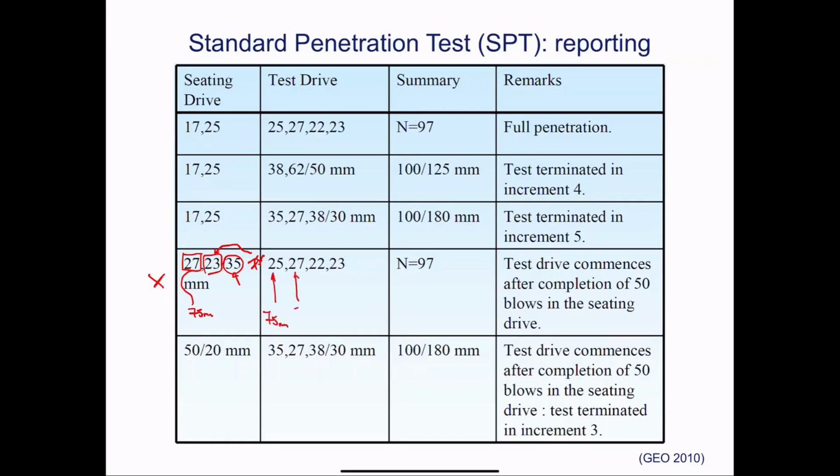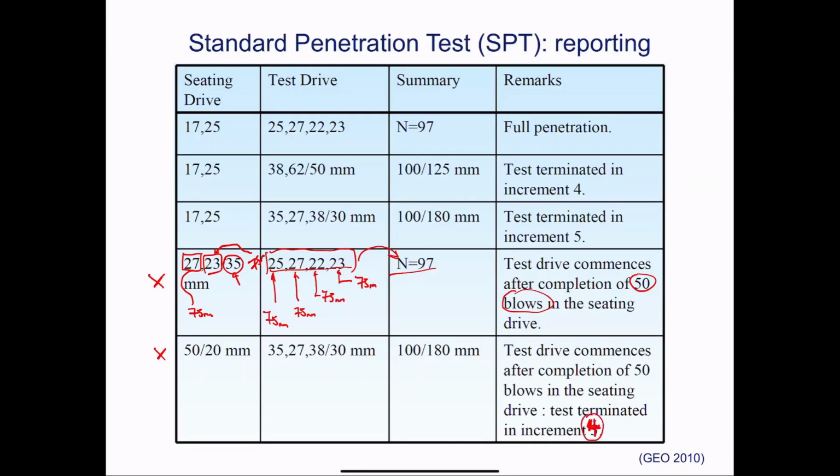So you get 25 blows for the first 75, 27 for the next 75, 22 and 23 respectively for the next two test drive increments. And if you add these four up, you get a blow count of 97. But these are uncorrected values, right? You would have to correct these later on, depending on what device you use to carry out the SPT test. So the note here would say the test drive commences after completion of 50 blows, which was the termination criteria for the seed drive. And this was the achieved N value. So in our last example here, should be 4.